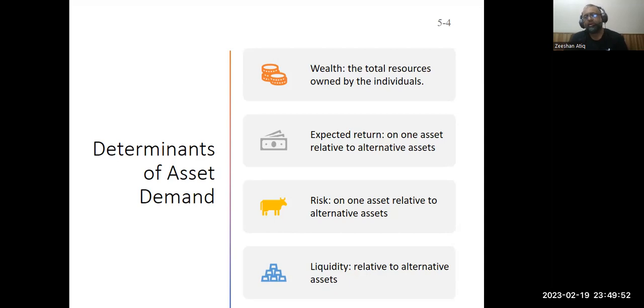So these are all the factors that determine the demand for an asset. And not only do they determine the demand, but they also determine why the demand sometimes changes. Some assets come into more demand, and that happens because their expected return relative to other assets increases. Similarly, some assets become less risky than the others, which also increases the demand for those assets. And similarly, liquidity: if one asset's liquidity increases against the other assets, it becomes more popular.